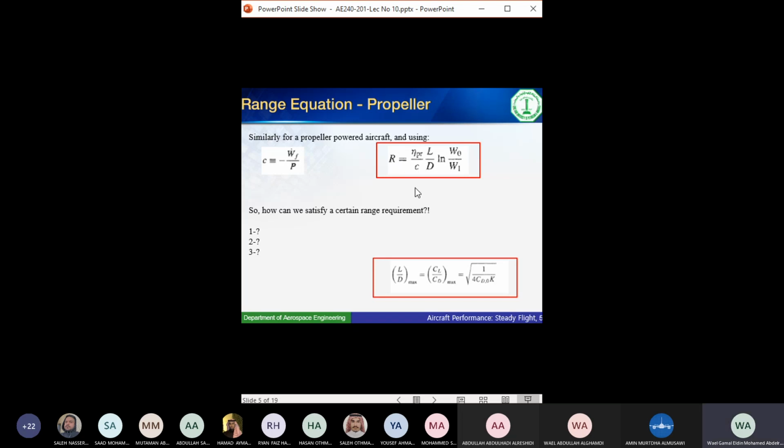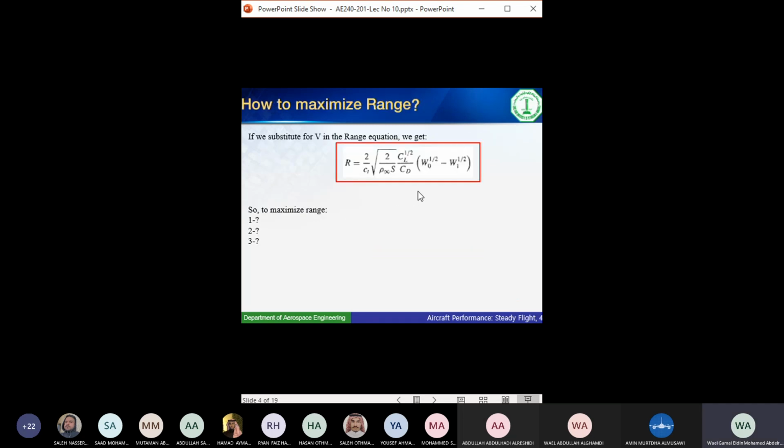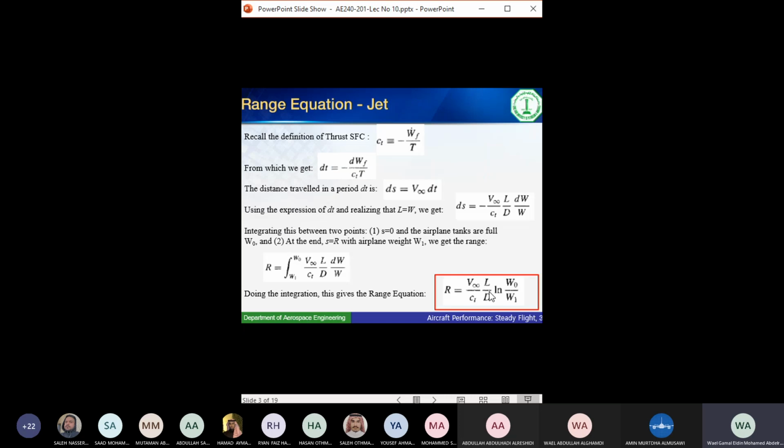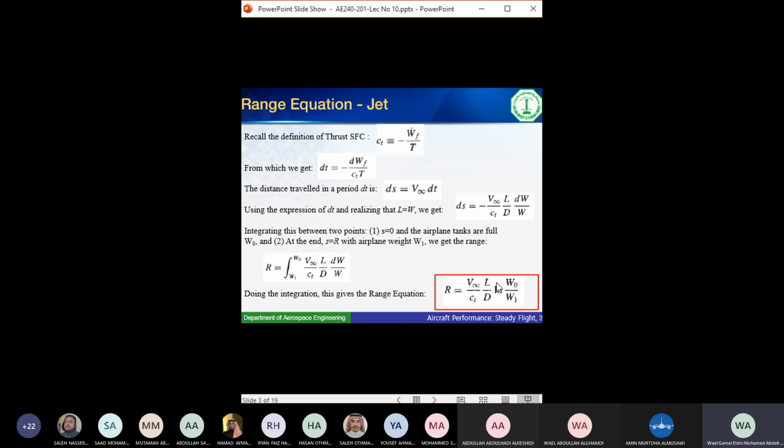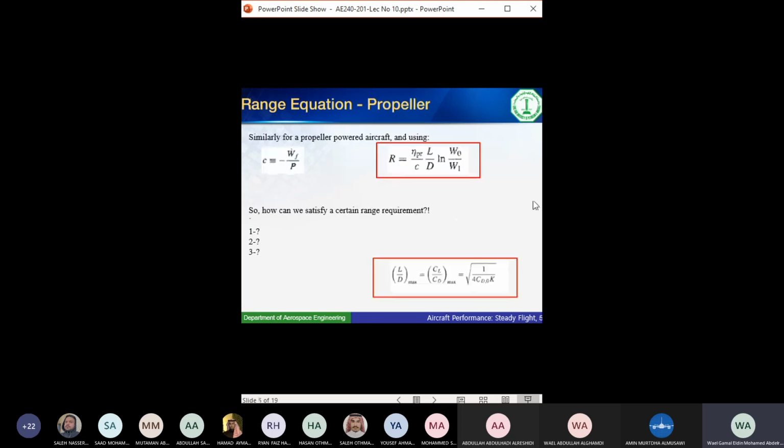So this equation is for the range of a propeller aircraft and this one is for the range of a jet aircraft. You can use this one or that one. They are the same, the ones in the red frame. These two equations are identical except that we replace the speed with this expression.